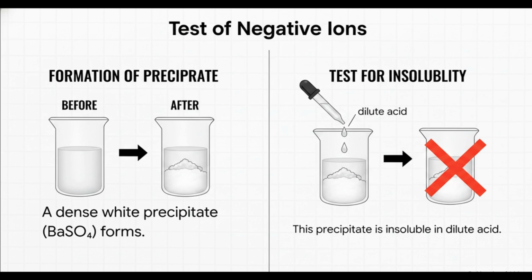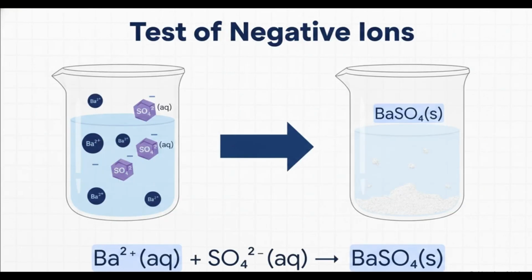But here's the absolute clincher. That white precipitate is totally insoluble in the acid we just added. It won't dissolve, it won't disappear. And that's how you know for sure that you're looking at a sulphate. And the chemistry is, again, a simple pairing. The barium ions that we added find any sulphate ions floating around in the solution, and they lock together to form that solid, insoluble barium sulphate that we see as the white precipitate.